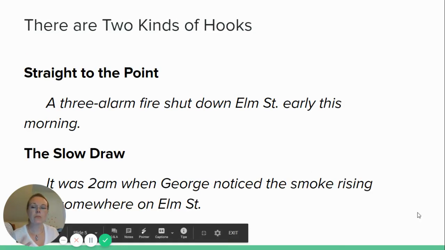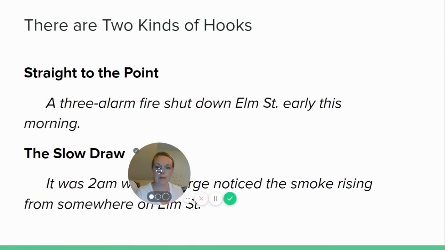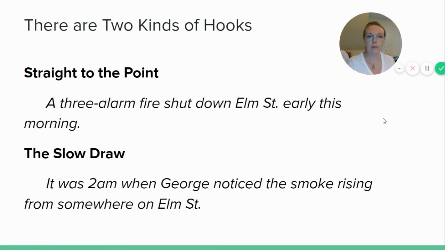So there's two essential kinds of hooks. Let me move myself so you can see. Oh, there I go. All right. I really think of it in two kinds. There's the straight to the point hook, the one I'm talking about when you do a hard news piece or a very informational piece. You just get right to the point of your article. This is what we're going to talk about.